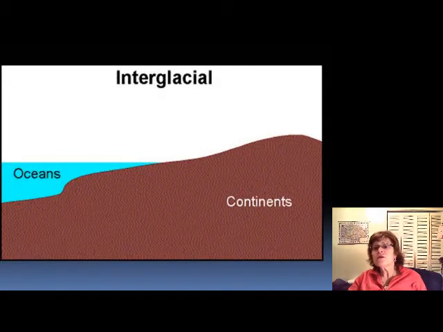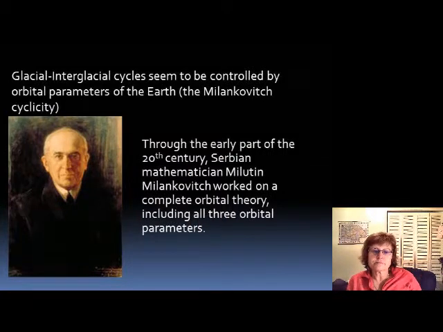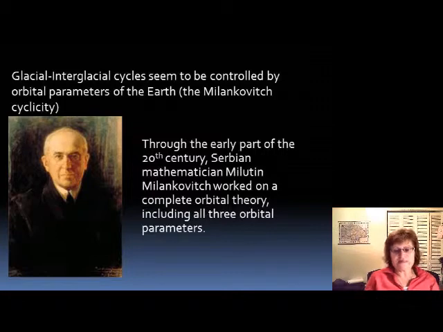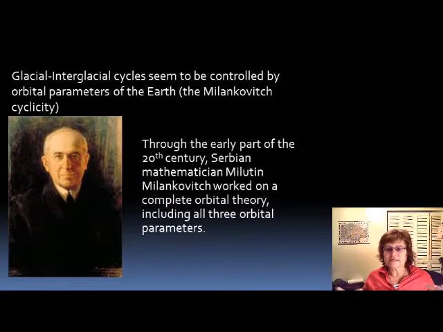Now, what causes all this cyclicity? Why do we have glacial, interglacial periods? Nobody knew it until the beginning of the 20th century, when a Serbian mathematician, Milutin Milankovitch, realized that the cycles must be influenced by the gravitational forces in the solar system.